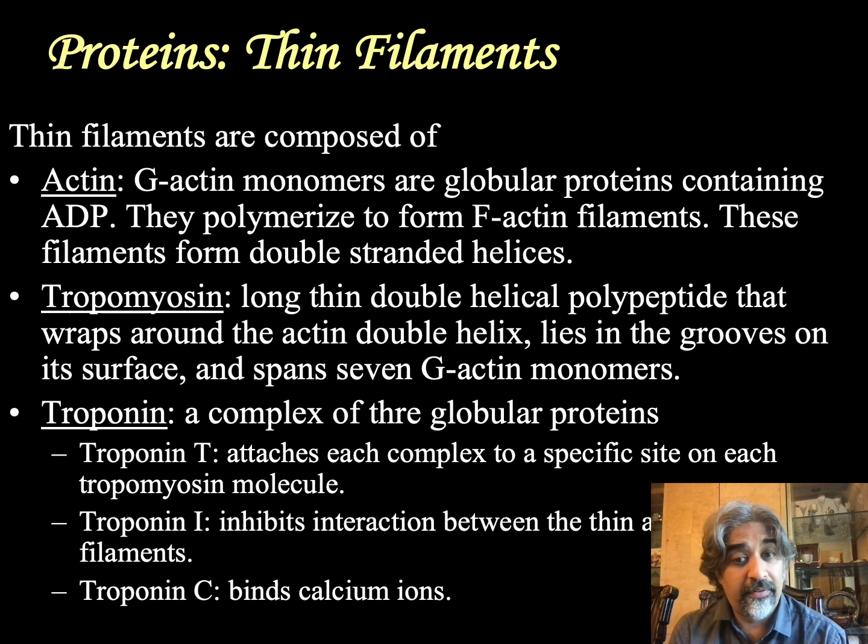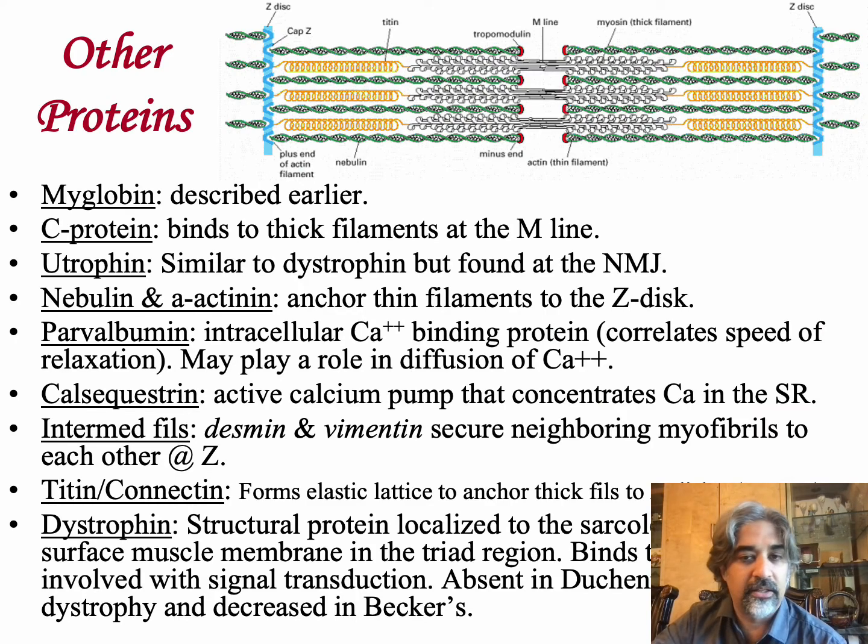In order to prevent the actin and the myosin, the thick and thin filaments, from interacting at all times, tropomyosin covers the active sites of actin, and troponin is the molecule that controls whether tropomyosin is covering or not. Troponin T attaches to the tropomyosin molecule, troponin C binds calcium, and troponin I inhibits interaction between the thin and thick filaments. There's lots of other proteins, like I said.